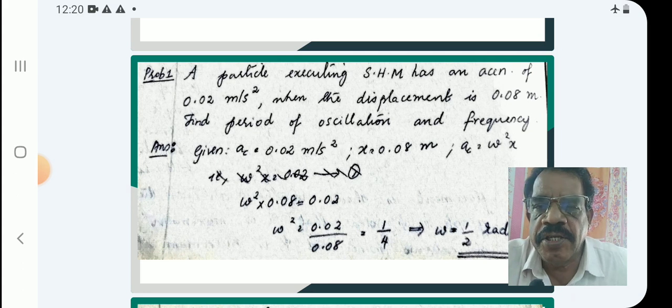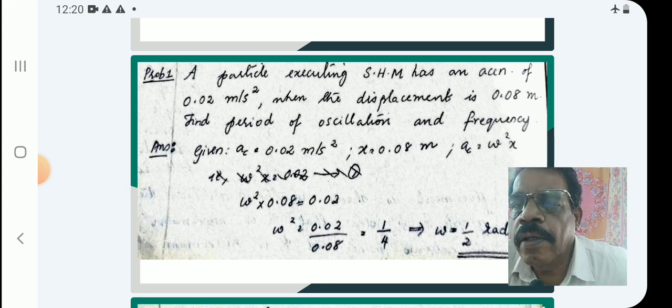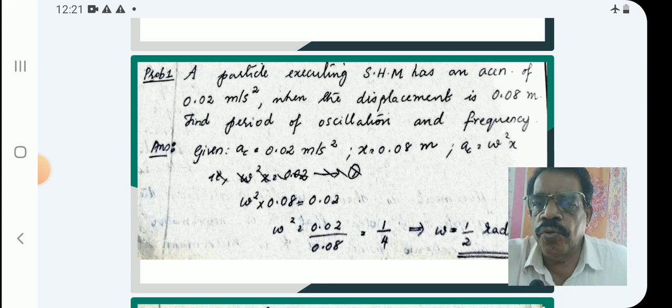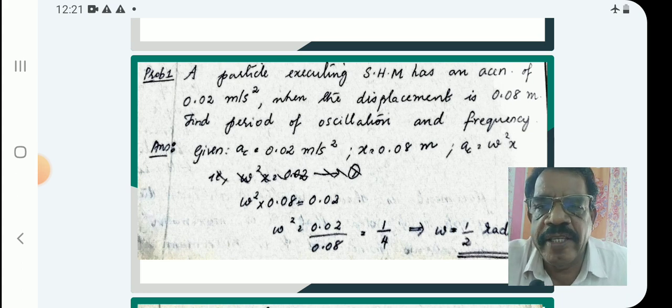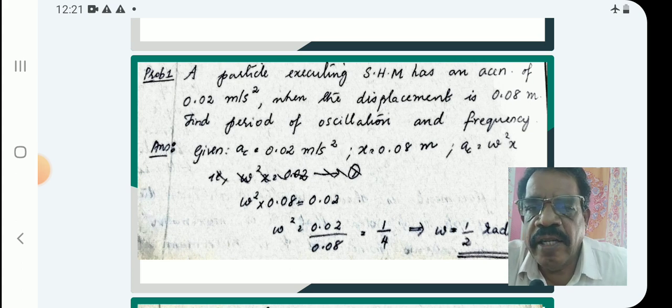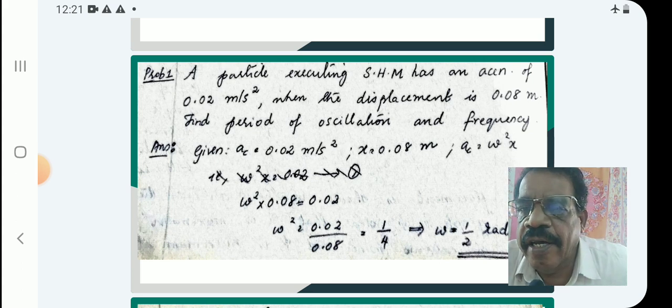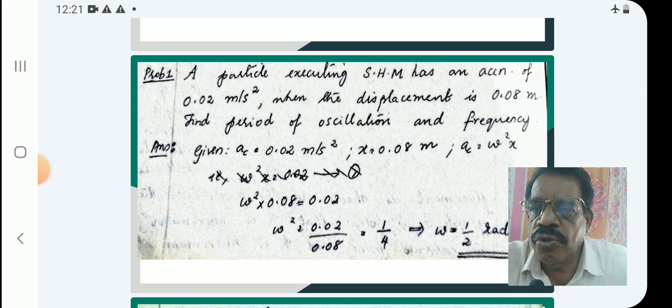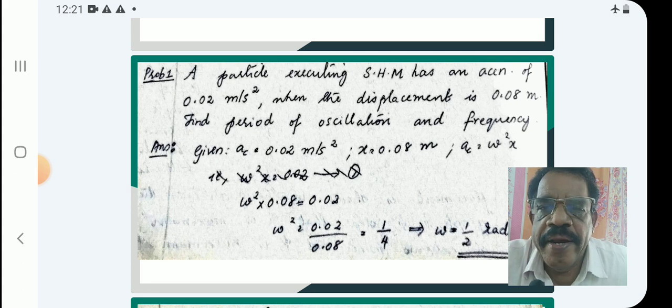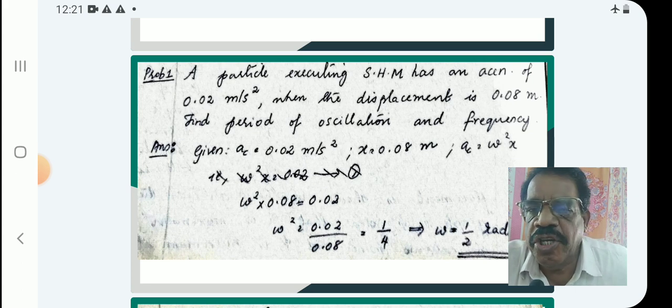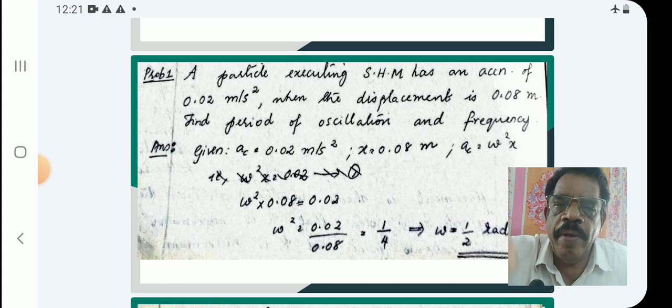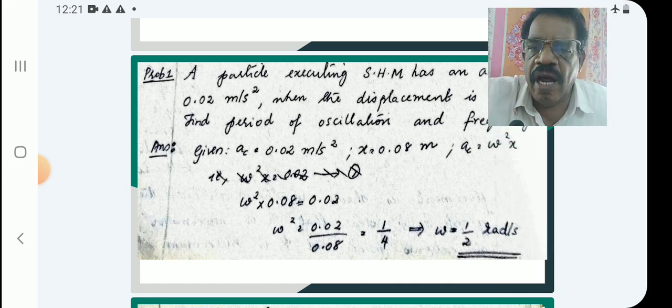You read as acceleration of 0.02 meter per second square when the displacement is 0.08 meter. Find the period of oscillation and frequency. A particle is executing simple harmonic motion, and the acceleration is 0.02 meter per second square, the displacement is 0.08 meter. Find the period, and the frequency as well.